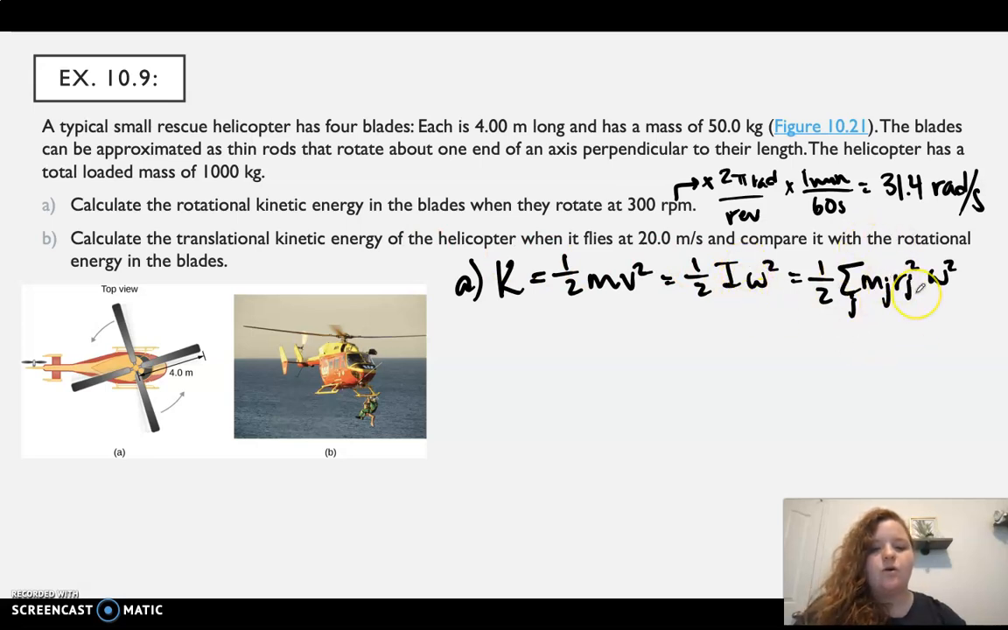was in this form, and my inertia is actually going to be a little bit different here. So this is for a point particle. And we can't use that because we have a rod, okay? We are approximating these helicopter blades as thin rods.